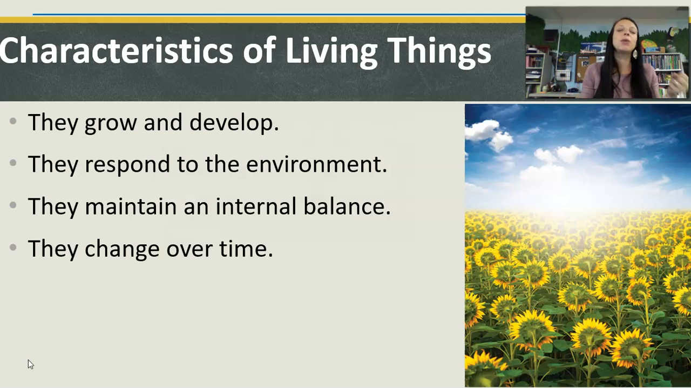You grow and develop, you respond to your environment, you're made up of DNA. All of these collectively are characteristics of living things. So if you want to stop and ask yourself, gee, is that alive? You can run through this list. Can they do these things? Are they made up of these things?